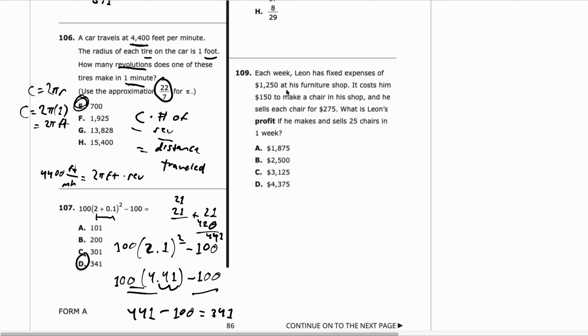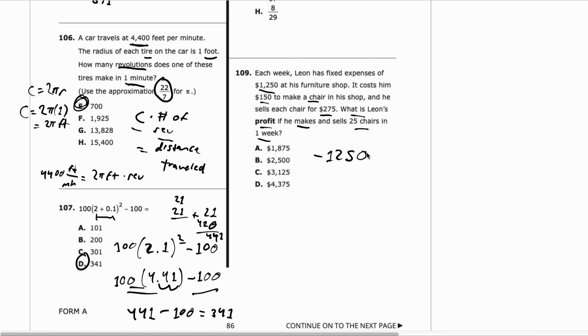Okay, now on to 109. Each week Leon has fixed expenses of 1,250 at his furniture shop. It costs him $150 to make a chair in the shop, and he sells each chair for $275. We want to know what his profit is if he makes and sells 25 chairs in 1 week. He has fixed expenses of 1,250. So that's a negative cost, or negative profit, you could think of.